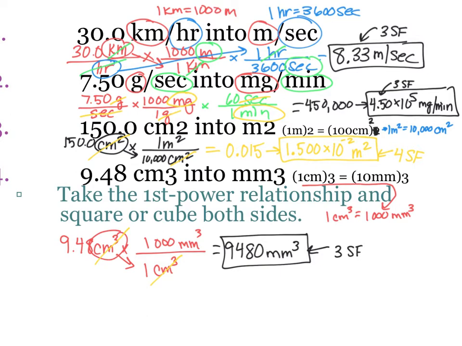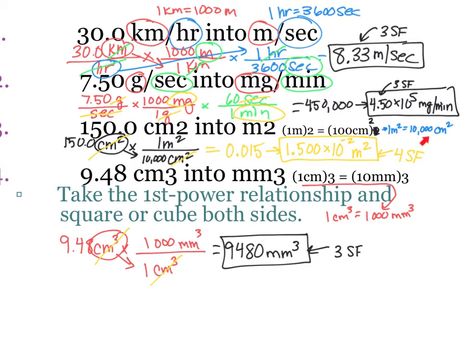In the next 2 problems, I'm giving you a clue down here. If something is cubed or squared, just take the first power relationship and square or cube both sides. So in this first one, I know that in 1 meter, there's 100 centimeters. So if I just square both sides, I can get my new conversion factor, which turns into 1 meter squared is equal to 10,000 centimeters squared. So start with what's given to me in the problem, 150.0 centimeters squared.